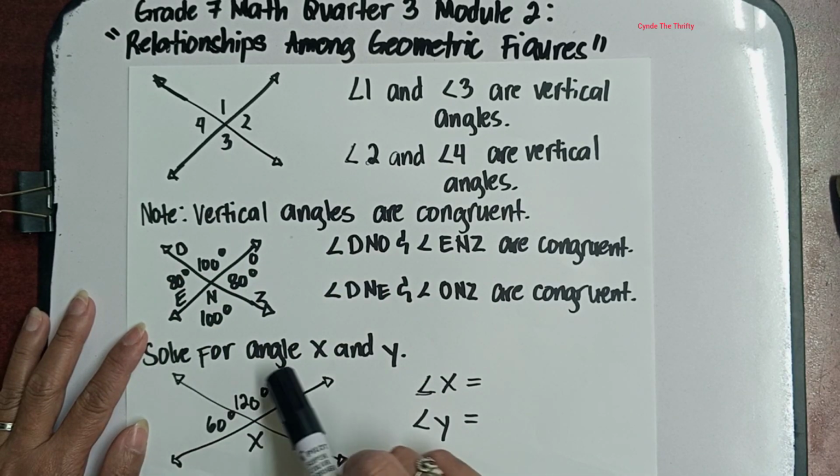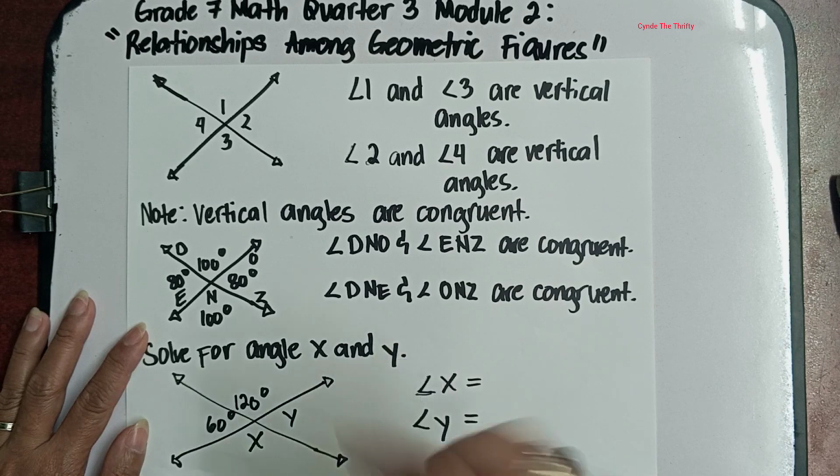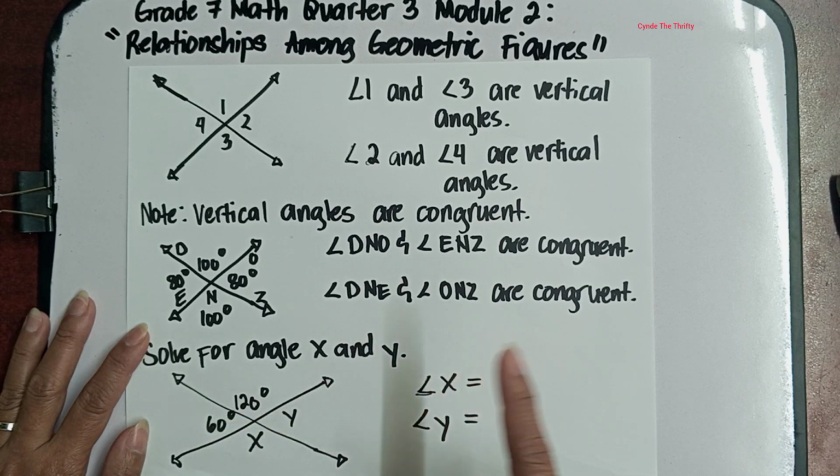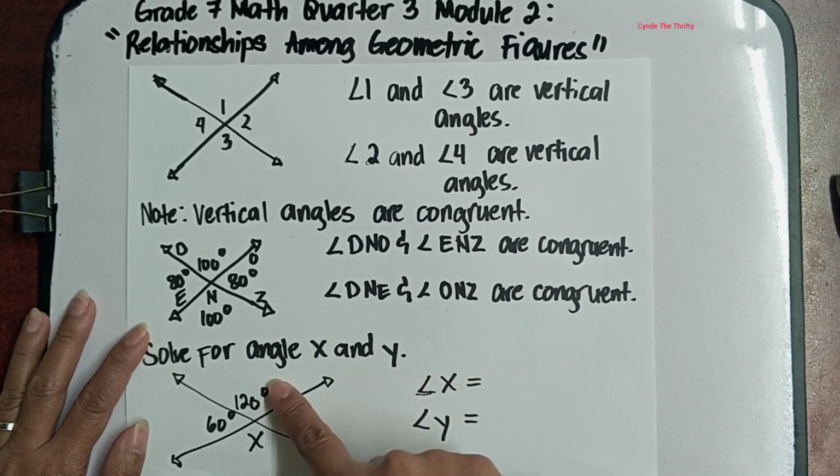Solve for angle X and angle Y. Okay, so ang given natin ay vertical angles. So isolve natin ang sukat ni angle X at ni angle Y. Okay, so ang taas na angle natin, ang kanyang sukat ay 120 degrees. At ang nasa left side naman na angle ay 60 degrees.